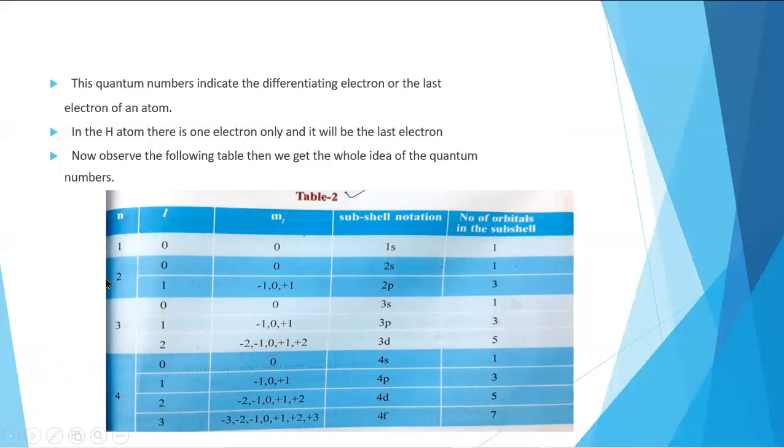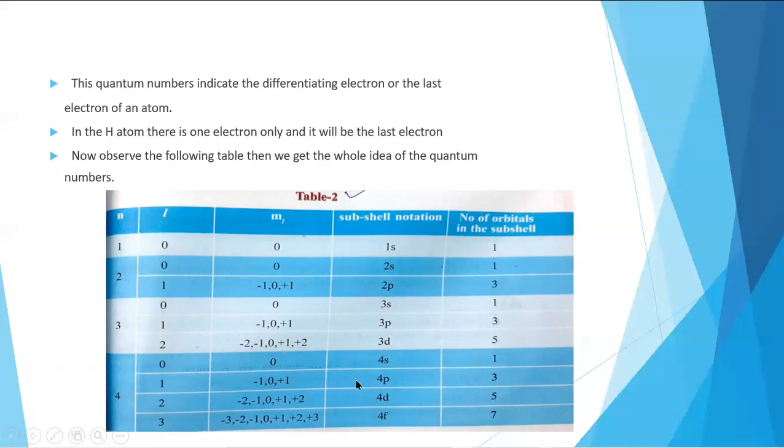If we take n equal to 3, then the value of L equal to 0, 1, 2. This indicates the subshells 3s, 3p, 3d, and the ml values will be as follows. For the s orbital, the value will be 0. For the 3p orbital, it will be minus 1, 0, plus 1. For the d orbital, it will be minus 2, minus 1, 0, plus 1, and plus 2. So these values indicate the 5 orbitals.